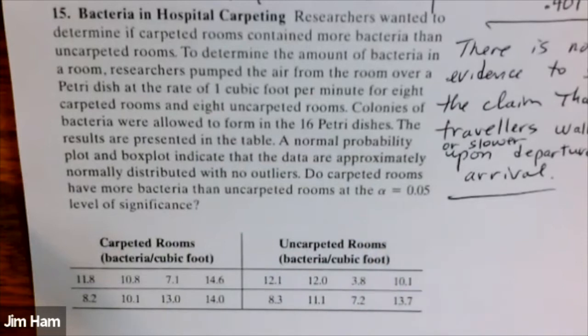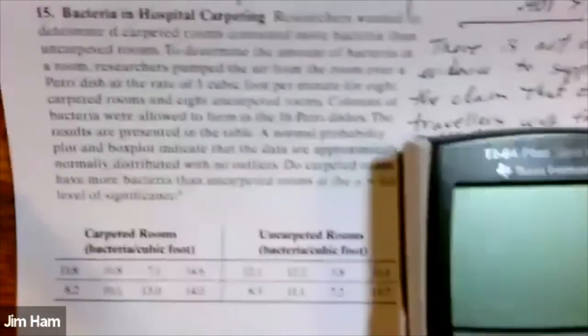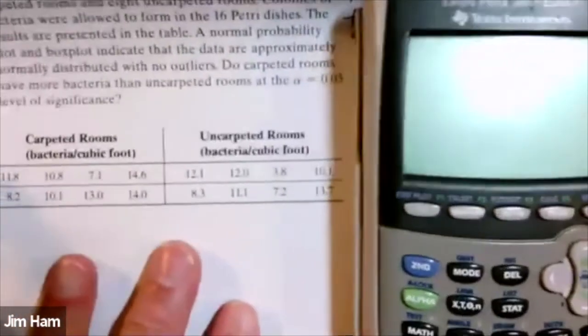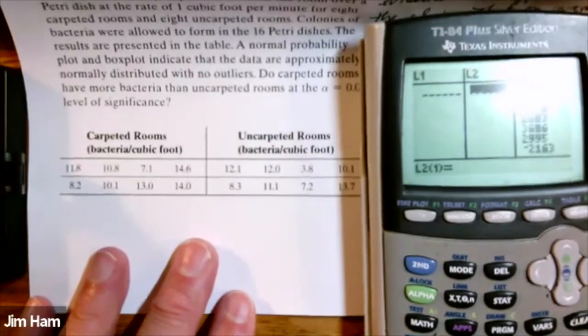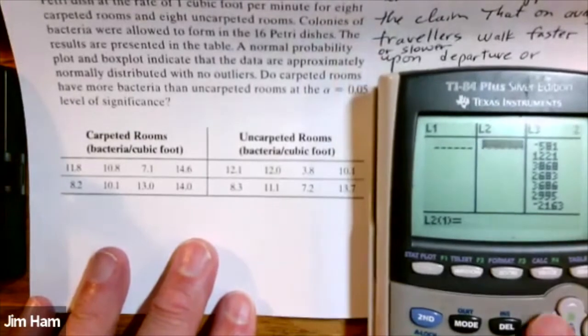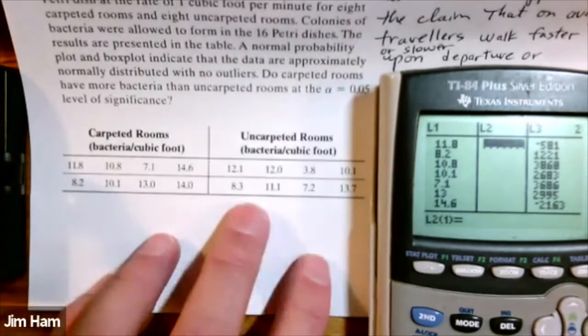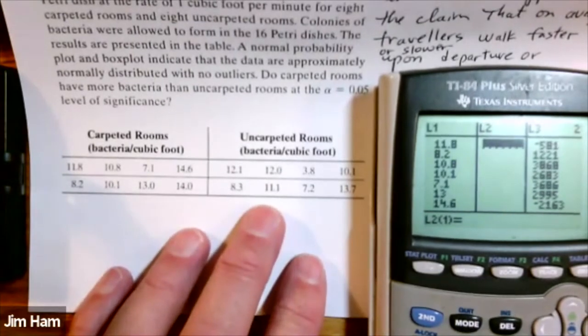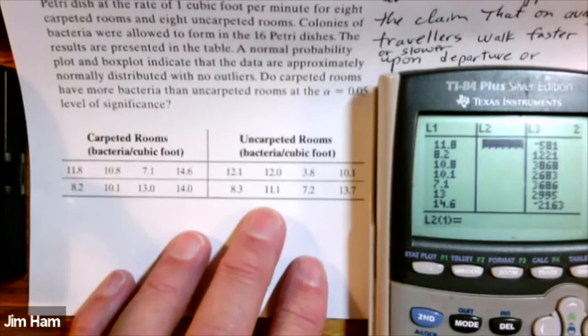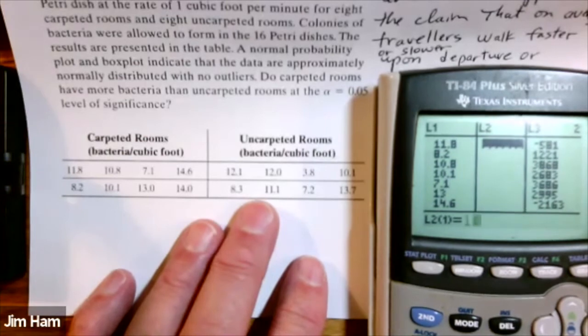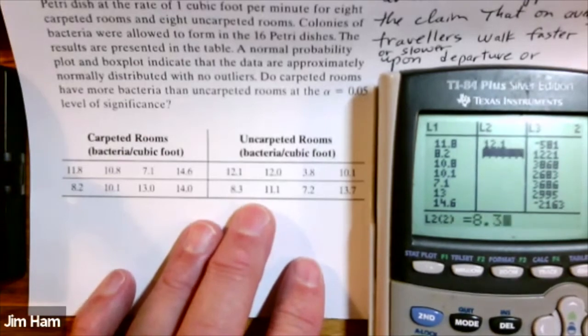0.05. Okay, so the first thing we're going to do is enter these data into two lists. All right, so clearing out my lists. And then I'm going to put these carpeted rooms in L1. And in this case, you don't have to have the same number of data values in the two different groups. When you're subtracting them in 11.2, you have to have the same number, but in this one, you don't have to. They just chose to have the same number of rooms.